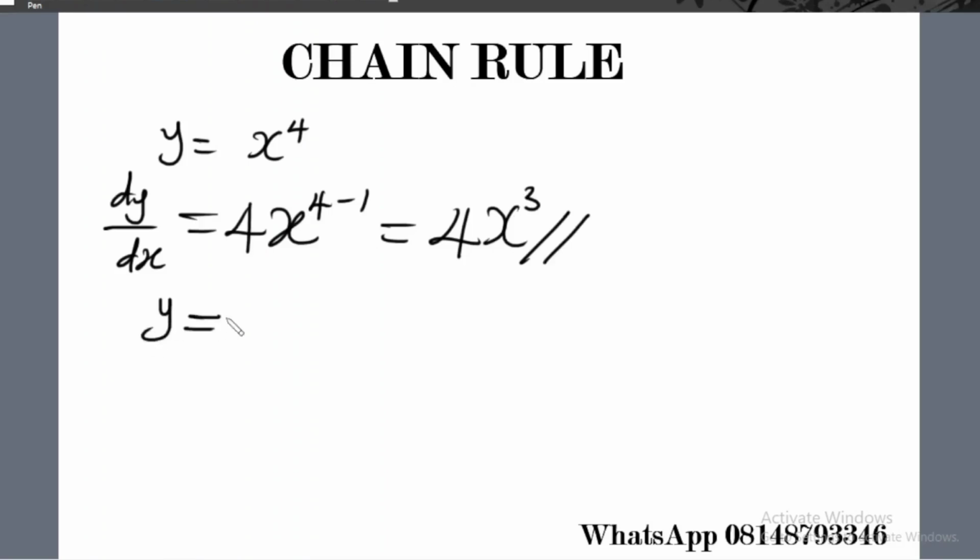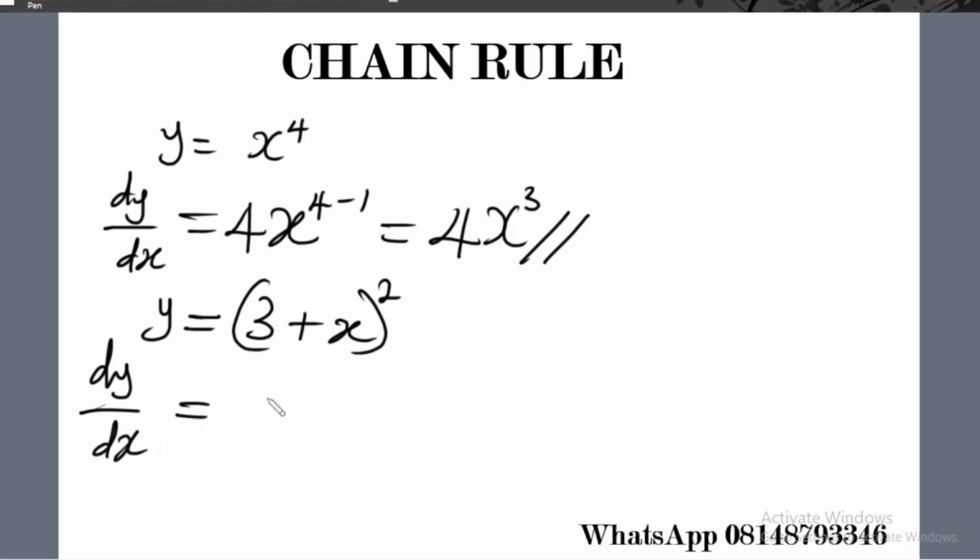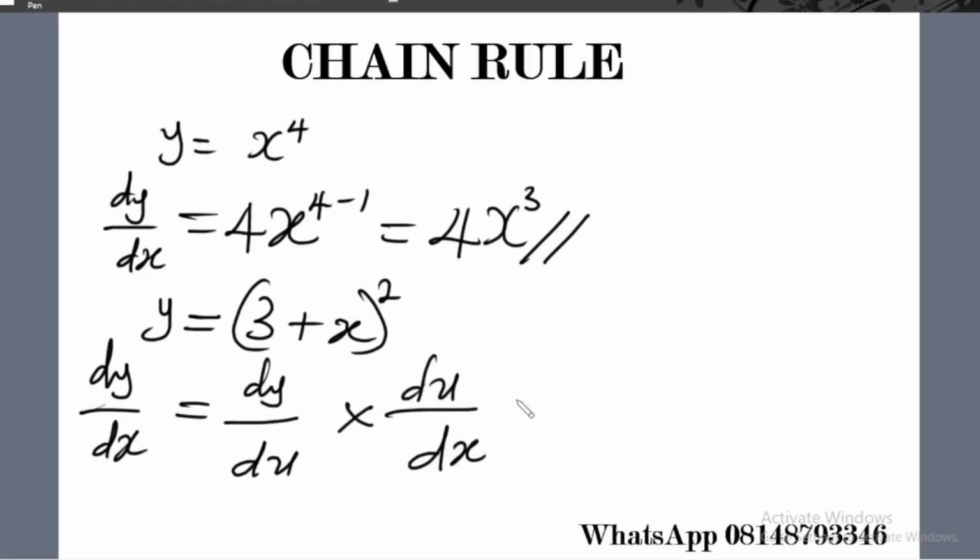If y equals (3 plus x) squared. Now, if you look at this, we can't differentiate this using the general method in this format. We can only differentiate it using chain rule. So how do we differentiate this? First of all, let me write the formula for chain rule. dy all over dx equals dy all over du multiplied by du all over dx. This is the formula for chain rule.